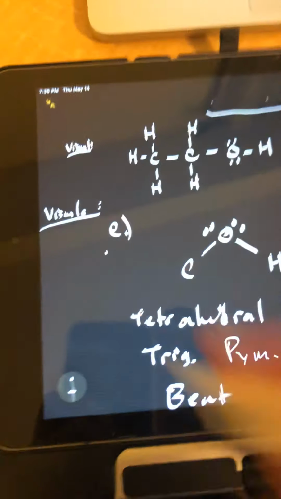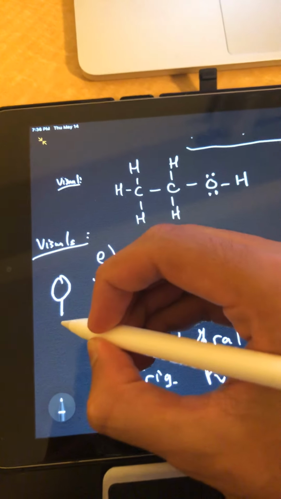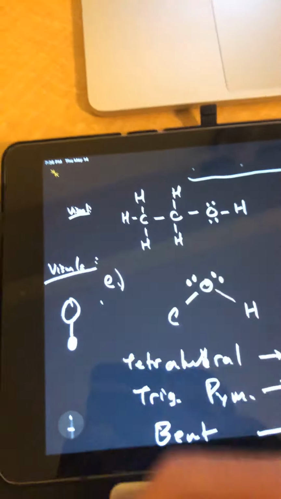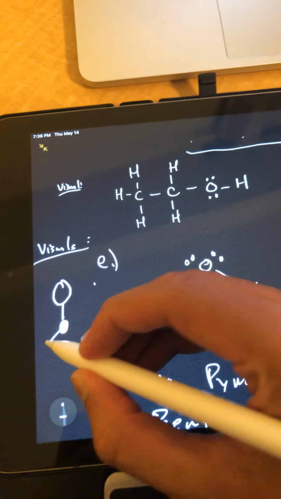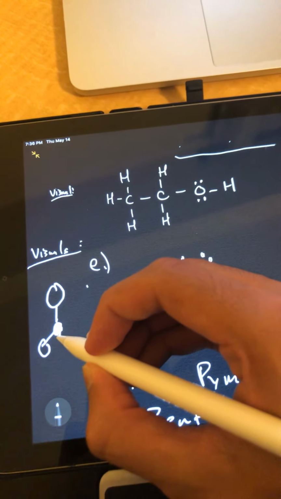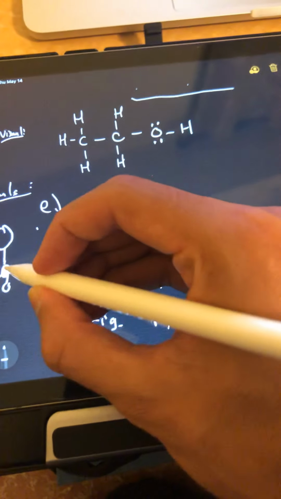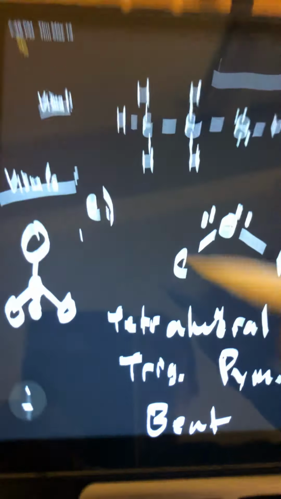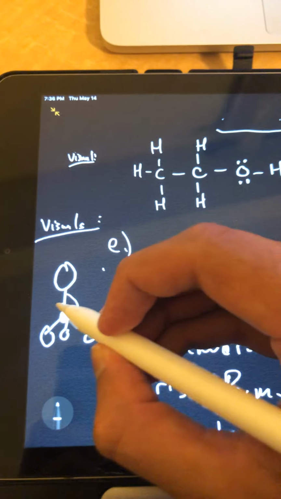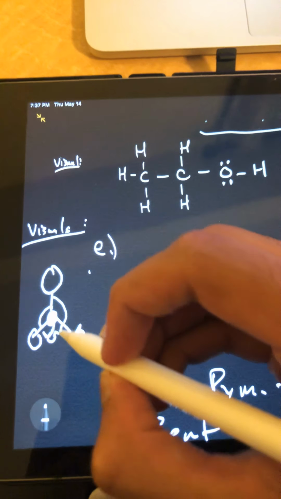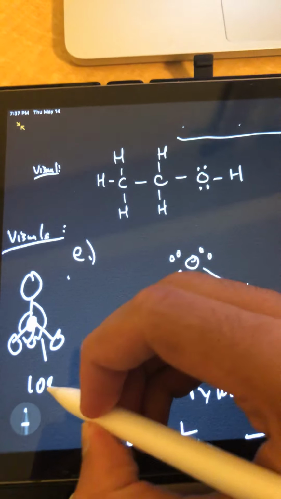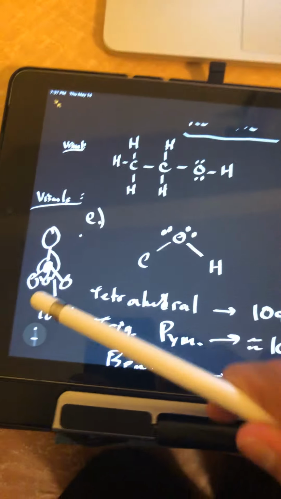And so a visual of what a tetrahedral looks like: suppose this is the central atom, and then it's going to have things sticking up. Now it's a little hard to draw in 3D, but this is basically the idea. Each of these is an equal distance from the others. The bond angles are all 109.5 degrees, as stated here. So this is the electron domain geometry.